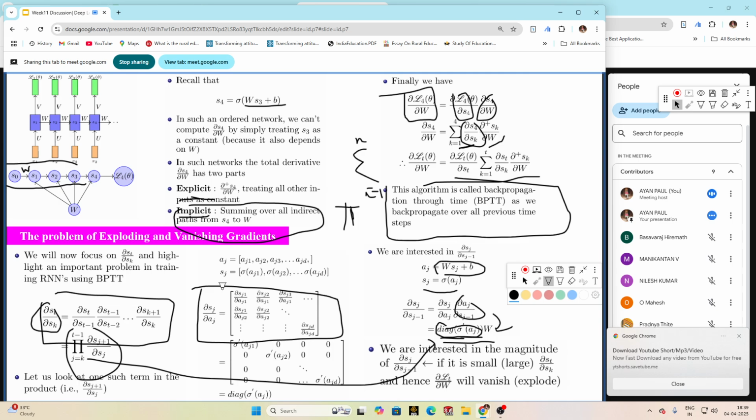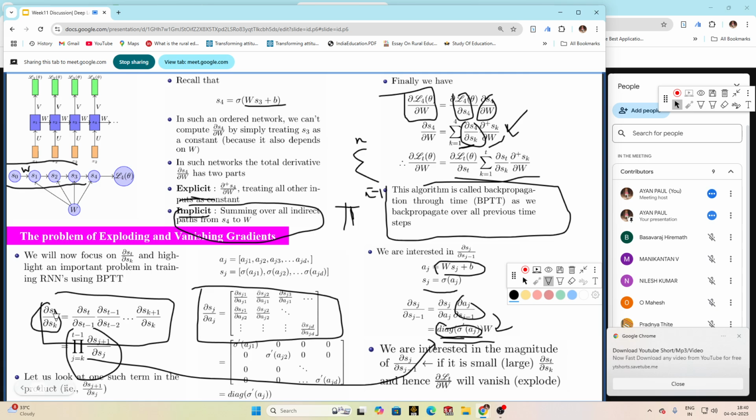So let me again repeat in simpler terms. We have seen this backpropagation over time. This backpropagation over time has two things that we have to do. One is the explicit term and one is the implicit term. In the explicit term we do not have any problem, but we have a problem with the implicit term. What is the problem with the implicit term?